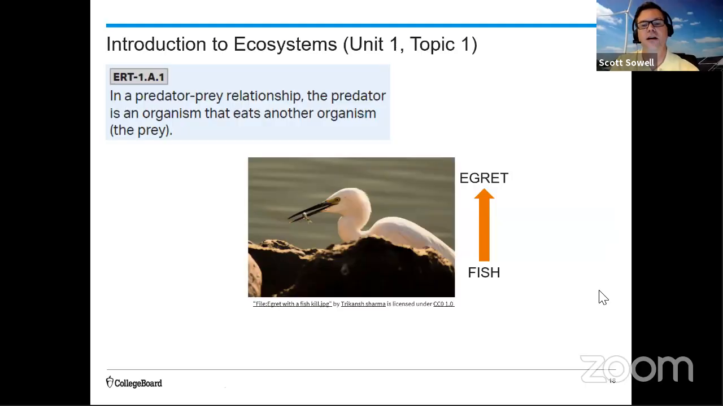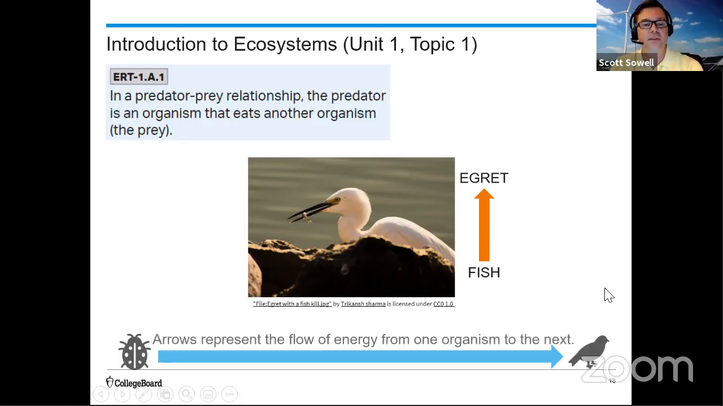So here's a picture of an egret eating a fish. In a predator-prey relationship, the predator is the organism that eats another organism, which is the prey. And we represent this in food webs and food chains by using the arrow. And remember that the arrow represents the flow of energy from one organism to the next. A common misconception is for students to write the arrow the wrong way. But remember, the arrow shows where the energy is going, where the nutrients are going from one organism to the next during predation.